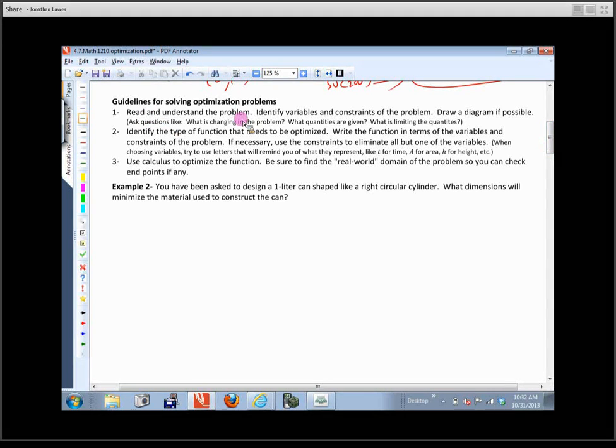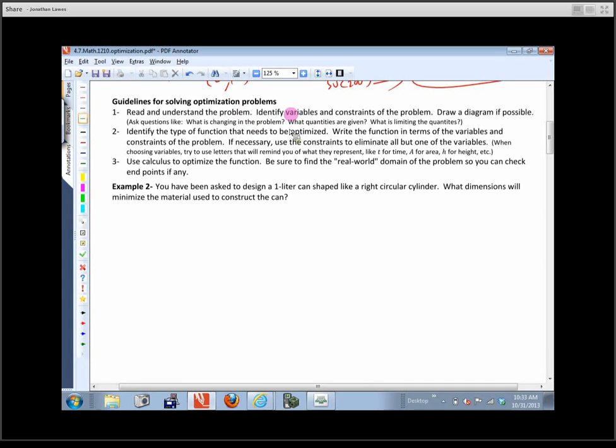So here's what we do first. Read and understand the problem. Make sure you know what it's talking about. Okay? Identify variables. Identify things that you're not quite sure of, and the constraints of the problem. In the last problem, we can make a gigantic corral to put these animals in. We have tons of fencing. If I have an unlimited amount of fencing, I can make any size I want. Okay, the constraint there was that it was 400.